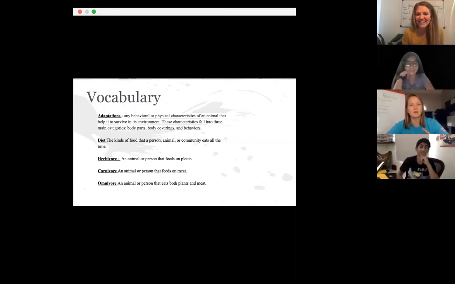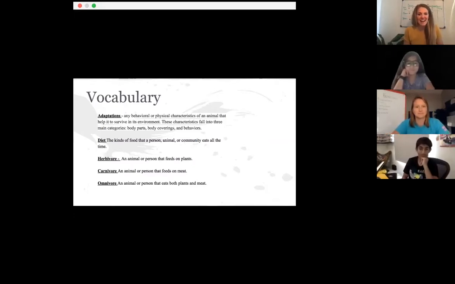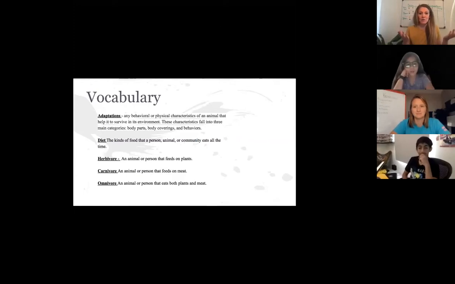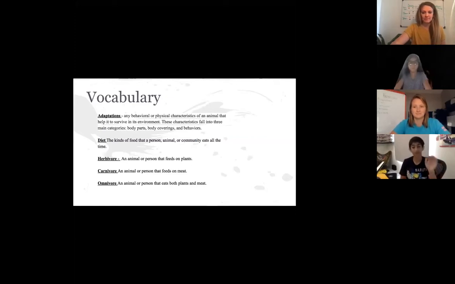The herbivore is an animal or person that feeds on plants. Nice. And a carnivore is an animal or person that feeds on meat. And an omnivore is an animal or person that feeds on both plants and meat.